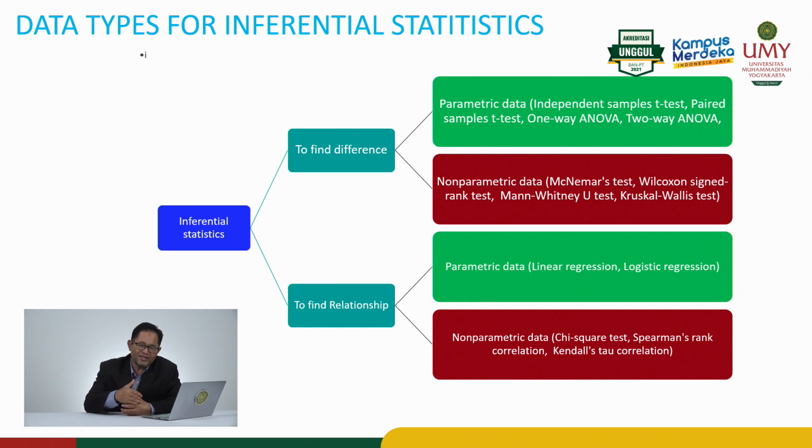If you would like to find out the relationship but your data is not parametric, then you have to use certain tools like chi-square test, Spearman rho correlation, or Kendall tau correlation. This is the tool for you if you would like to find out the relationship for non-parametric data.